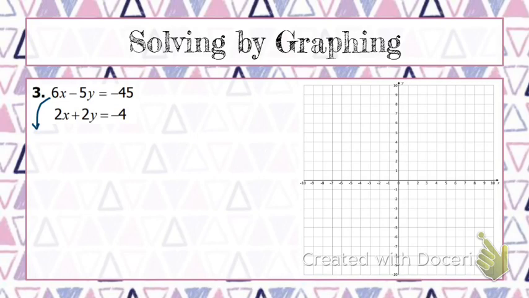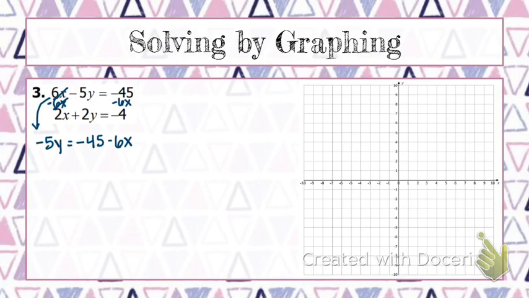And we are going to start by subtracting 6x from both sides. So 6x minus 6x is 0. 0 minus 5y is negative 5y. And then negative 45 minus 6x, those cannot be combined because they are not like terms. That's going to leave us with negative 45 minus 6x. We're just going to write it out.